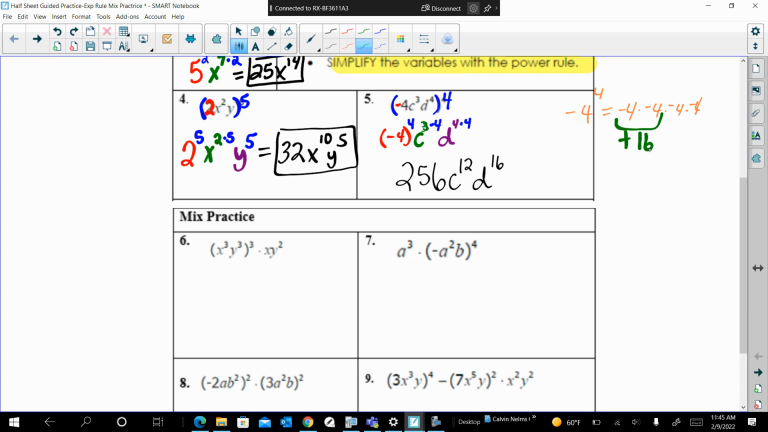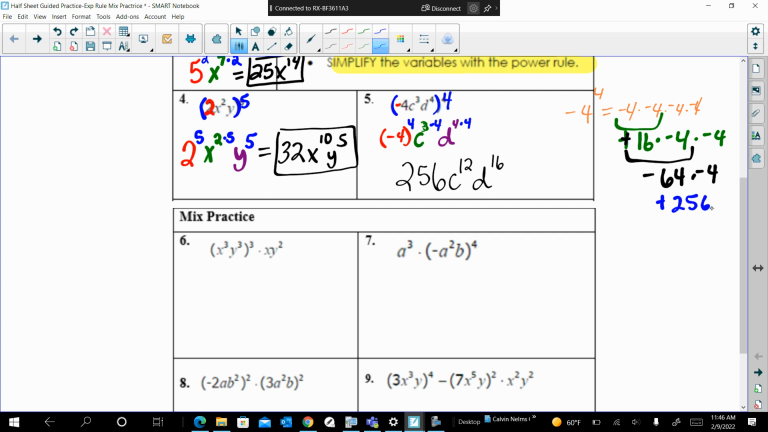Then I'm multiplying it by a negative 4 and times a negative 4. So when I do a positive 16 times a negative 4, that gives negative 64. Then I'm multiplying it by another negative 4. Because I have a negative times a negative, that becomes a positive 256.